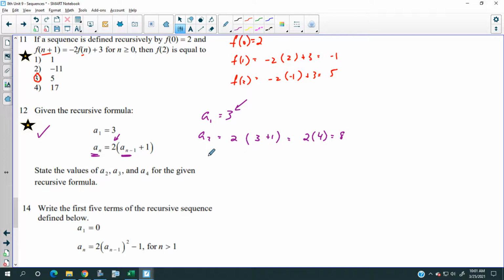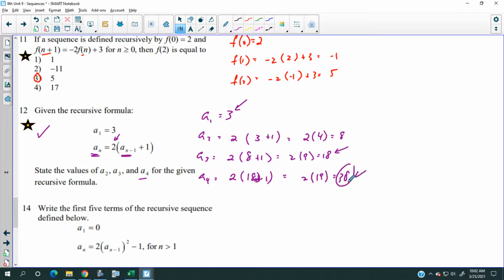Likewise, what do they want? They want all the way to A4. So 2 times the previous term plus 1. That's 2 times 9, that's 18. What about the fourth term? That would be 2 times the term before that, this guy, plus 1. Oops, I forgot. I wasn't careful. All right, 2 times 19, 38. That's it, okay? All right.